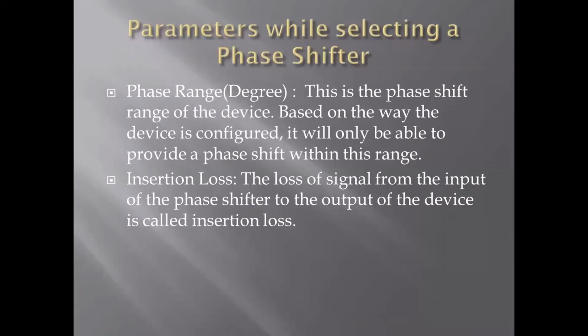Parameters for selecting the phase shifter. There are two parameters. The first one is the phase range. This is the phase shift range of the device. Based on the way the device is configured, it will only be able to provide a phase shift within this range. The second is insertion loss.